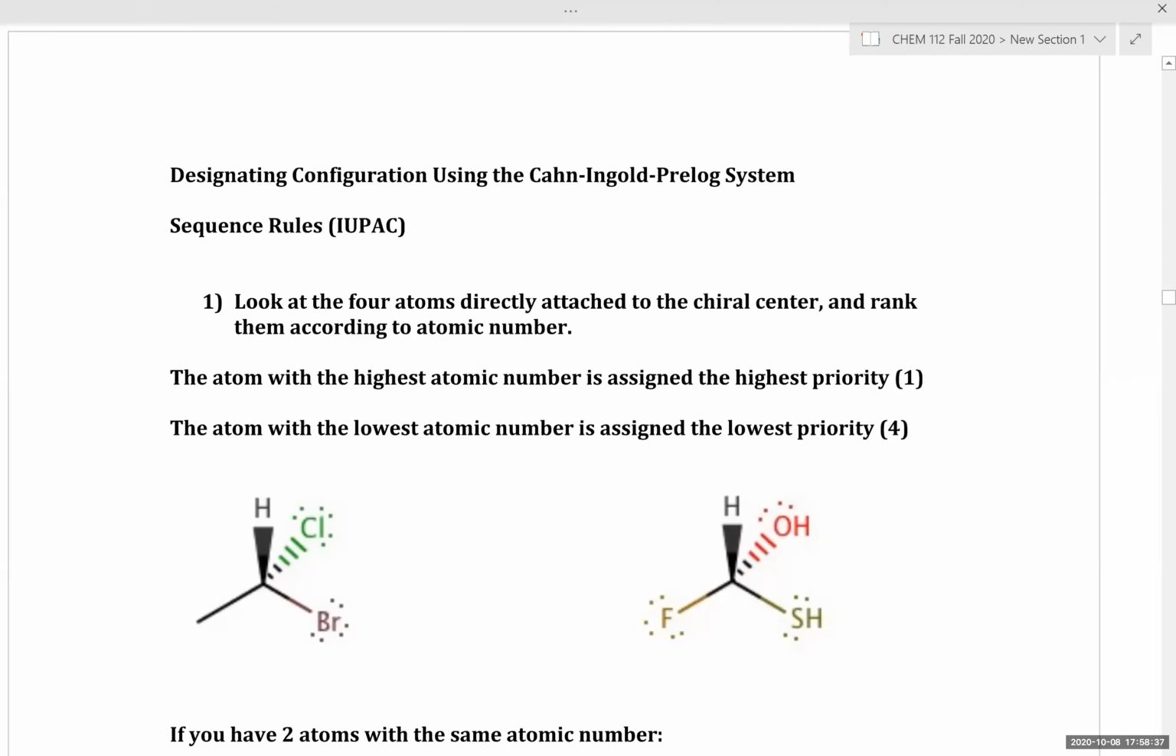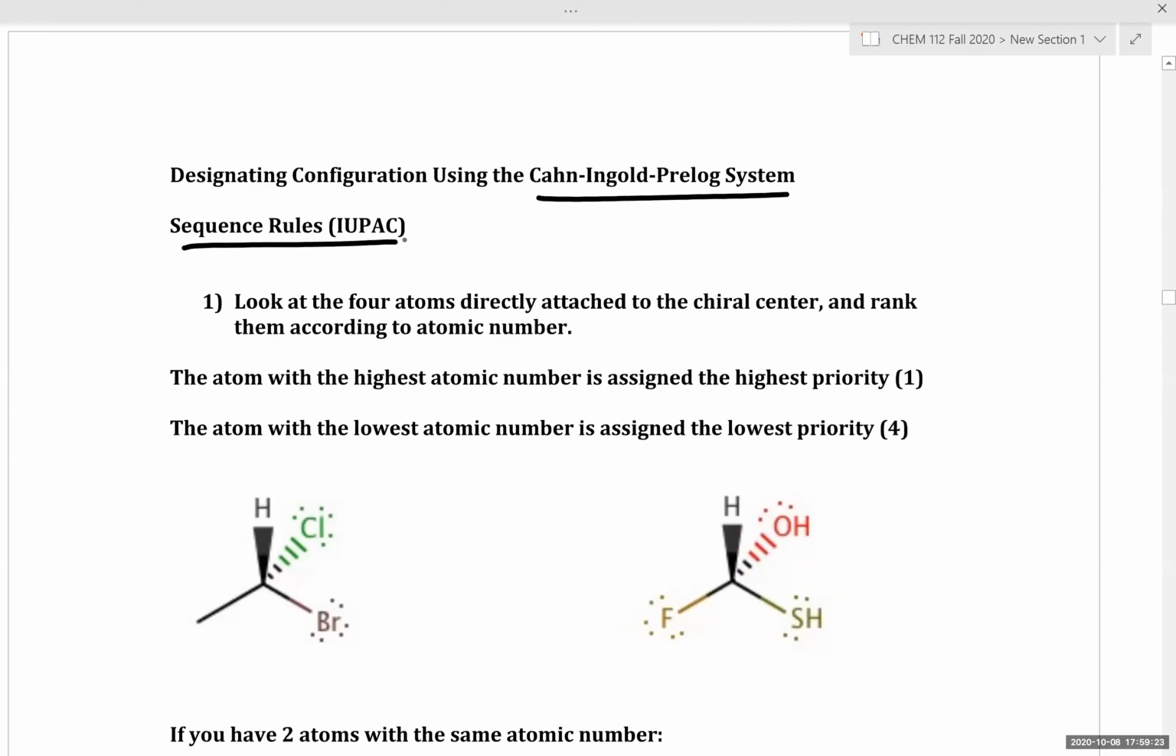Now, with that aside, we're going to talk a little bit about how we formally assign the stereochemistry and configuration at chiral centers. This is sort of the centerpiece of this chapter. And in this case, we're focusing on defining our configurations using the Cahn-Ingold-Prelog system and the sequence rules put forth by IUPAC. Okay, so in this method, let me make a model to help us visualize what's going on.